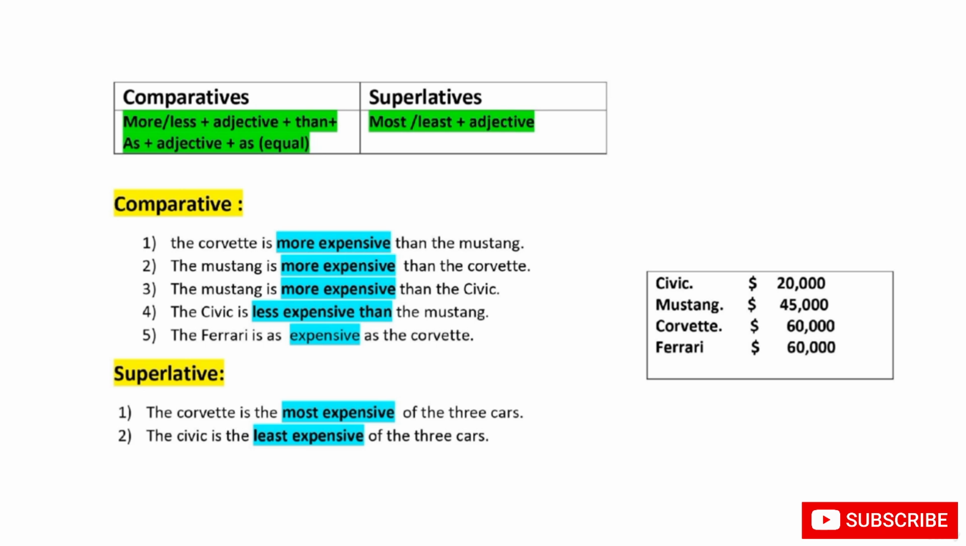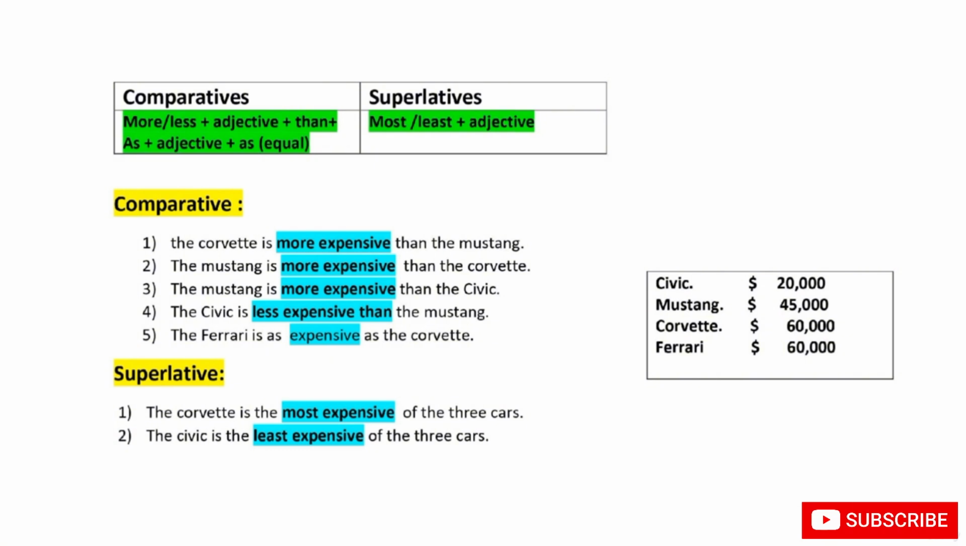The Corvette is more expensive than the Mustang. So that means the Mustang is less expensive than the Corvette. But the Mustang is more expensive than the Honda Civic. So the Civic is less expensive than the Mustang. The Corvette is the most expensive of the 3 cars, and the Civic is the least expensive of the 3 cars.